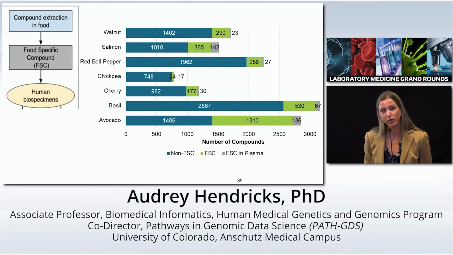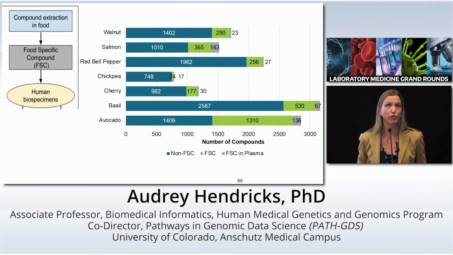And then we look at whether they're present in human biospecimens. If we look at walnut up here, we can see that there's 1,400 compounds that were seen in walnut and other foods. They're not food-specific. But there was a little over 300 that were food-specific. And of those, 23 were also seen in plasma.